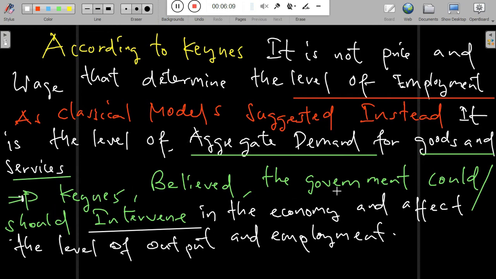Keynes believed that the government should intervene in the economy and affect the level of output and employment. This was a different idea from the classical. Classical economists assumed that in the long run, price is flexible and aggregate supply affects the output level. Different from that, Keynes believed that in the short run, price is fixed and aggregate demand determines the national output.